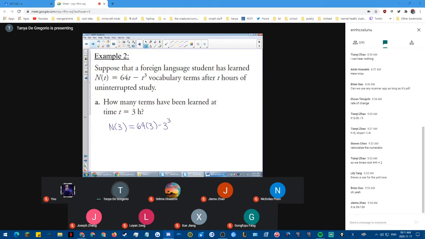Times 3. Help me out, guys. Let's make sure everyone's awake. 192. 3 cubed. 3 times 3 times 3. Yep. 192 minus 27. Good. 165. Therefore, 165 terms.